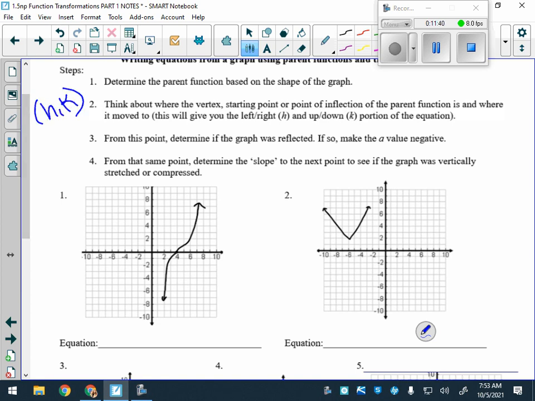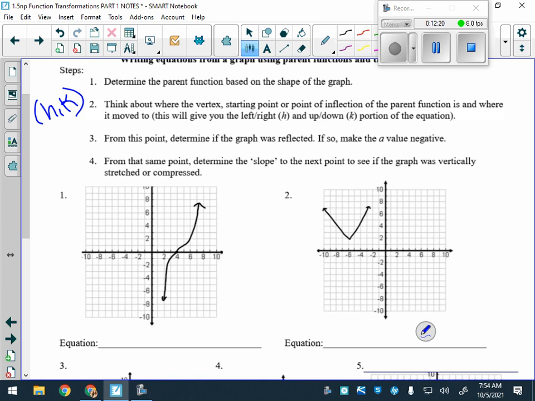Okay, so determine your parent function. That's either quadratic, square root, cubic, or absolute value. From this point, determine if the graph is reflected. If so, make A negative. From that same point, determine the slope to the next point. There's a certain way to solve these. The slope will only really work for absolute value. We will determine an A value a little bit later. The majority of these, you're not going to really have to find the stretch or compress, except for absolute value.